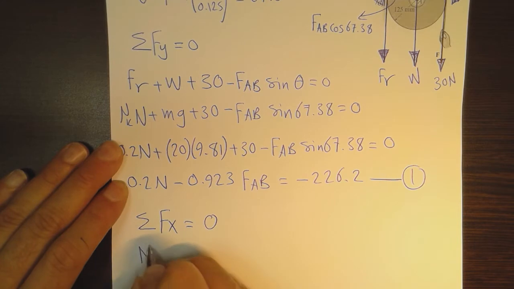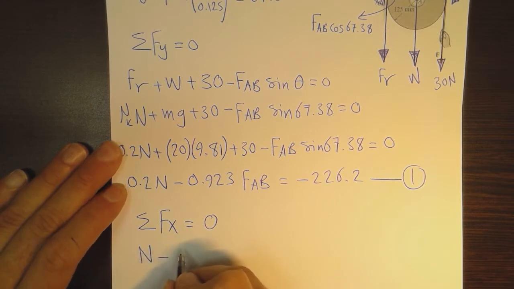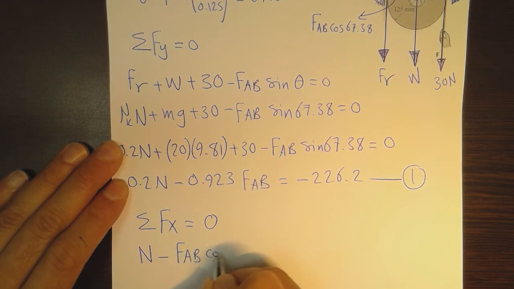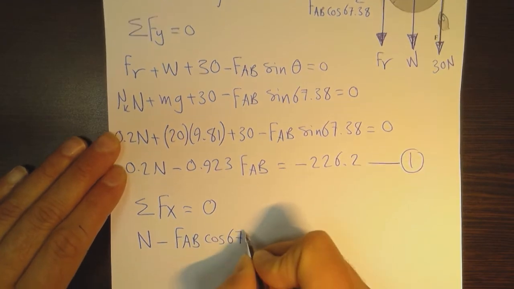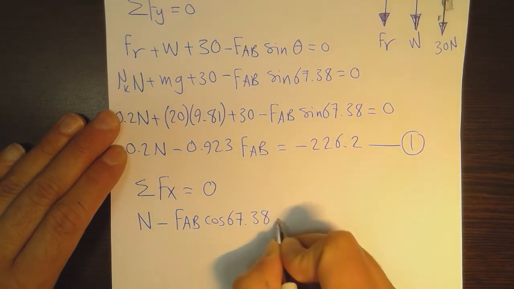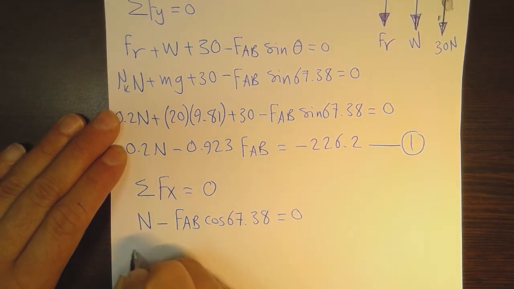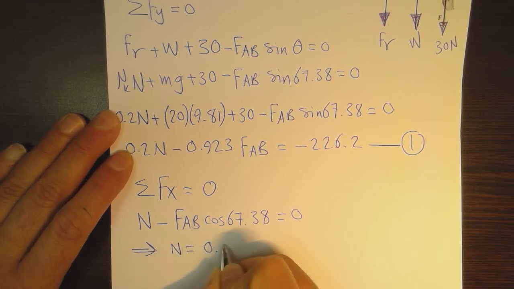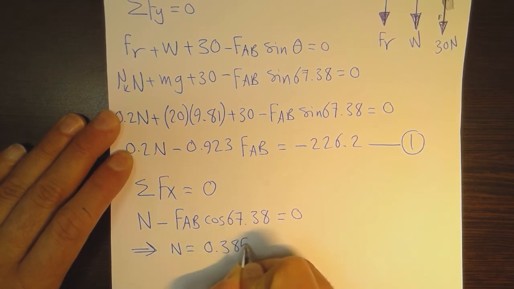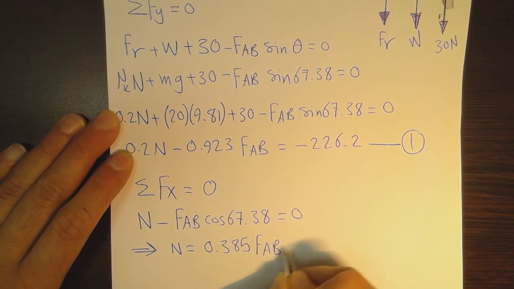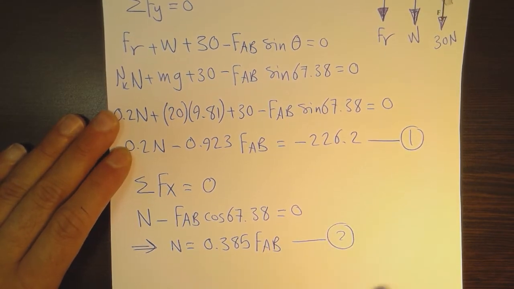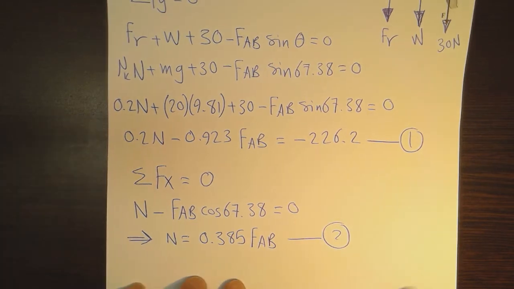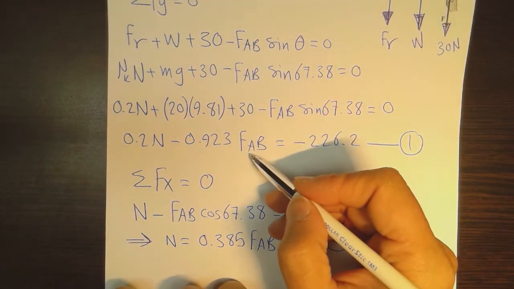So we'll say N minus FAB cosine 67.38 equals zero, and rearranging this we will generate another equation: N equals 0.385 FAB. This is the second equation that we will use later for calculating the FAB and the normal force.